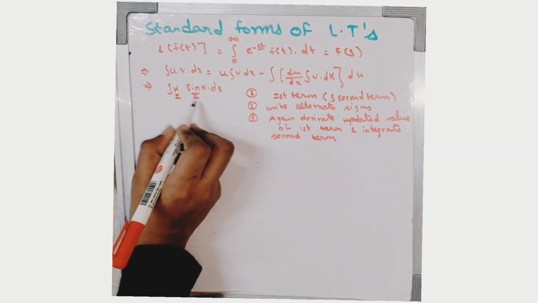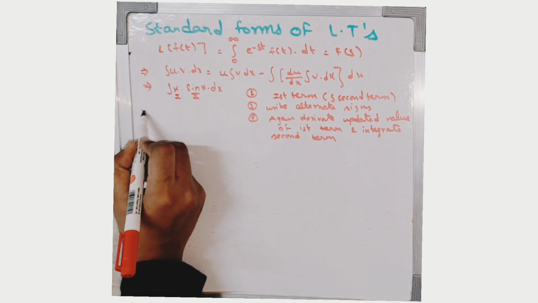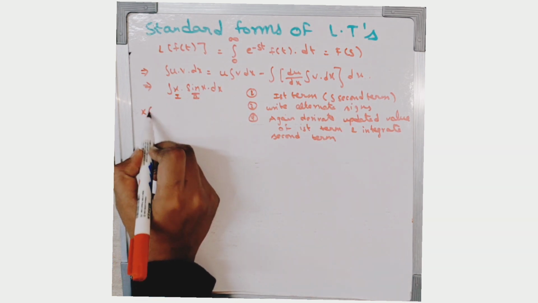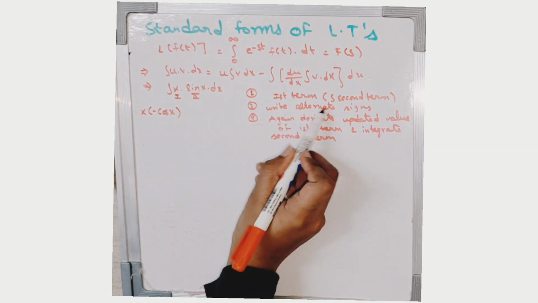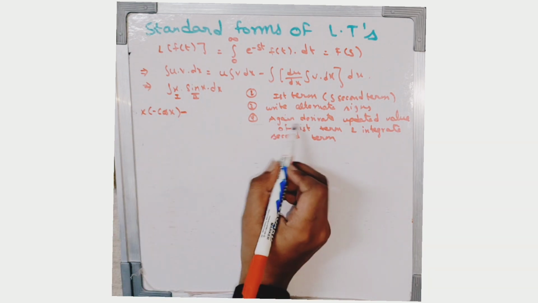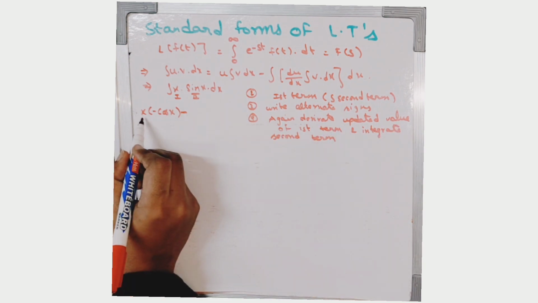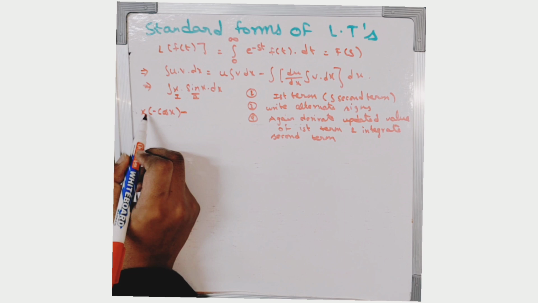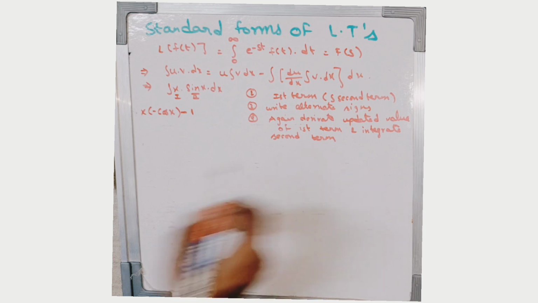First, we identify the first and second term. Second step is first term into integration of second term. The first term is x, and the integral of sin x is minus cos x, right? Now the third step: write alternate signs. Here it's plus, now you have to write minus. Fourth step: again differentiate the updated value of first term, so the derivative of x is 1, and integrate the second term.